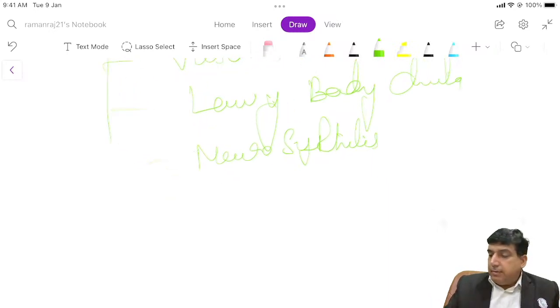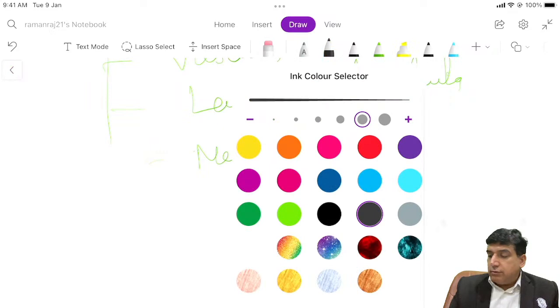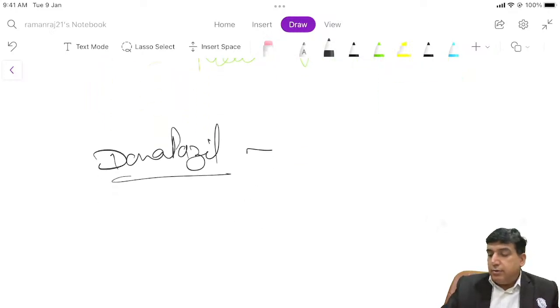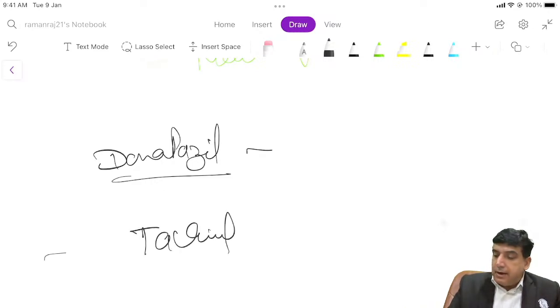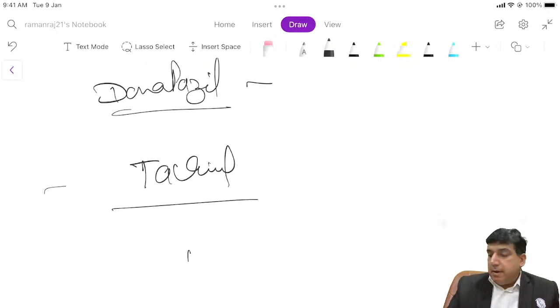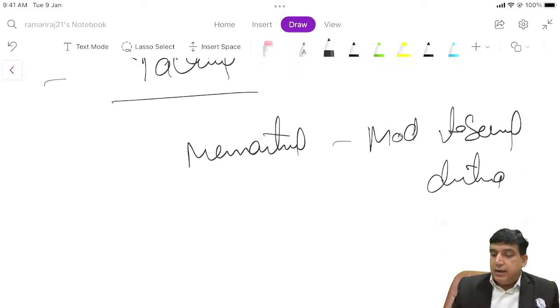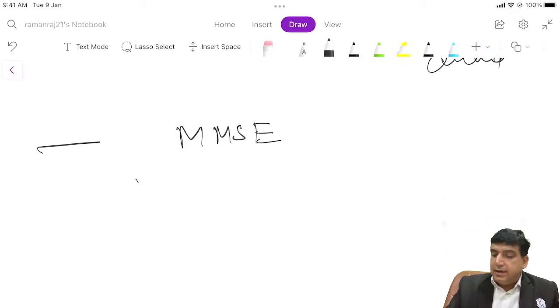Briefly, we can't go through the topic thoroughly, but donepezil is the most preferred drug we use. Tacrine we don't use because of hepatotoxicity. Memantine we use in moderate to severe dementia. Please remember, we have the MMSE, mini mental state examination.